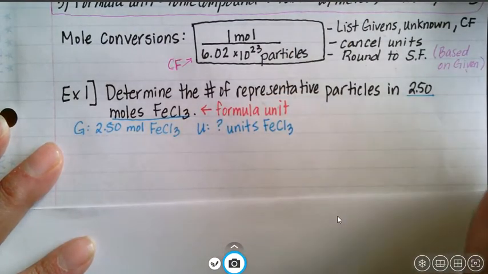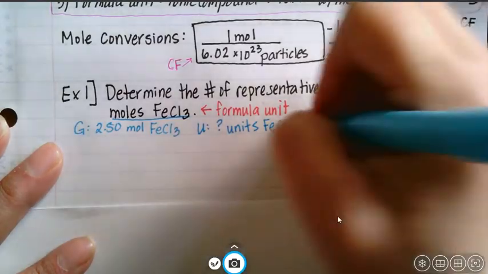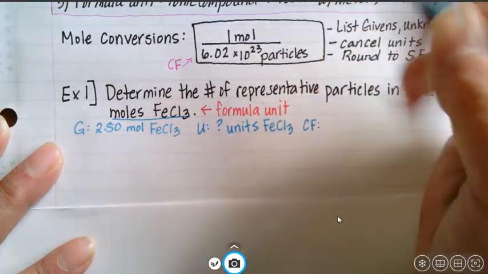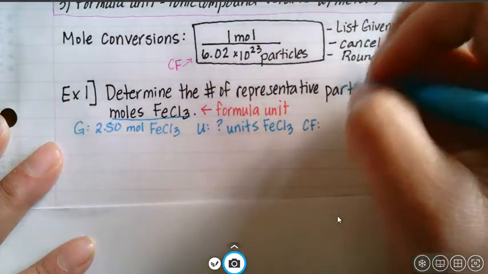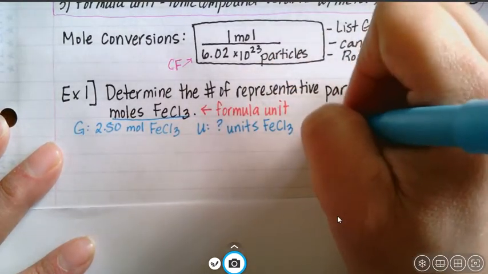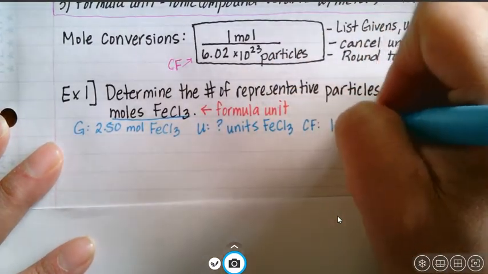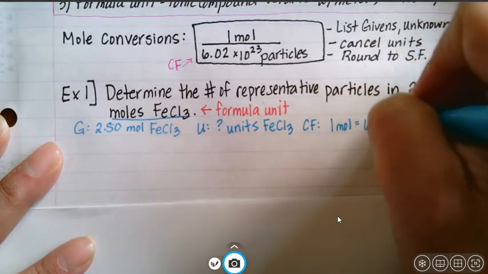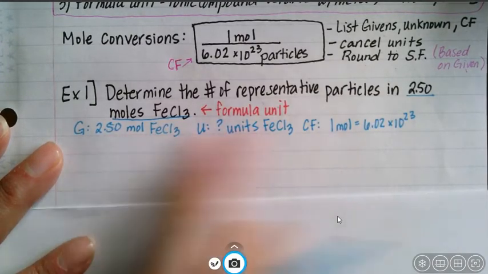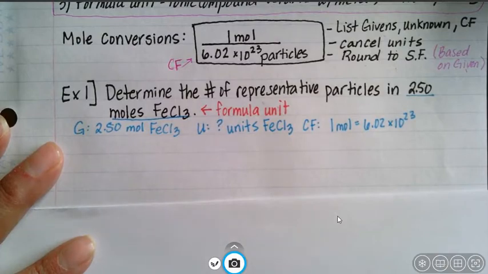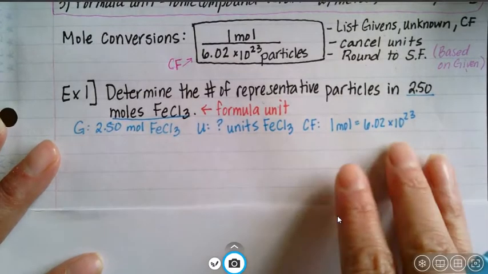Okay. And then it says conversion factor, CF. We're going to be using the same conversion factor here over and over again. 1 mole is 6.02 times 10 to the 23rd. We're just going to write that, not the whole particles part, but just that. All right. So that's just me figuring out how I'm going to solve this problem. Next, let's go ahead and solve it.